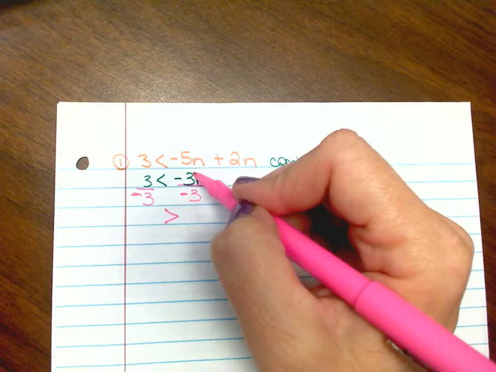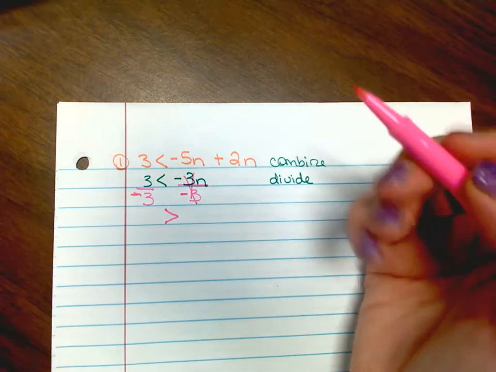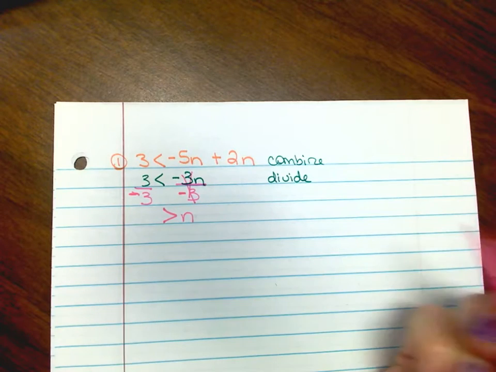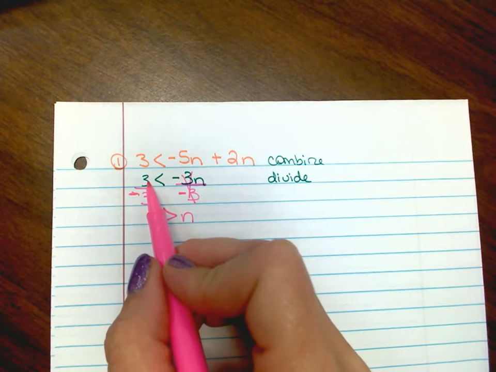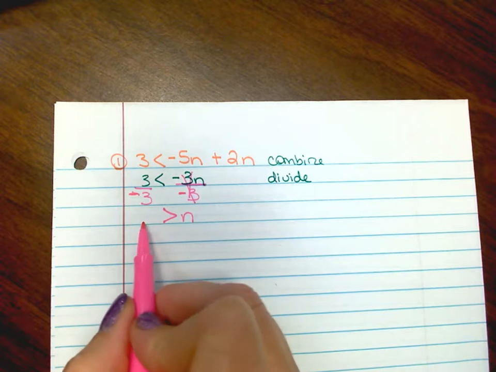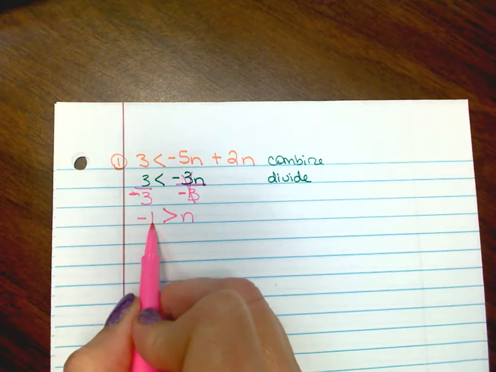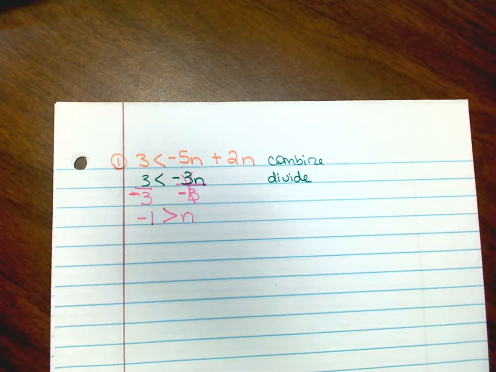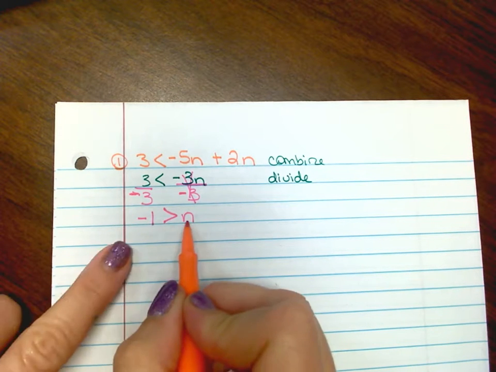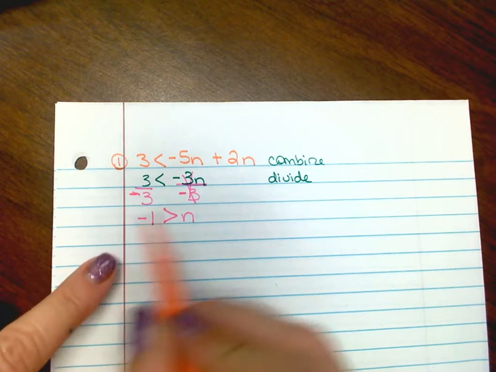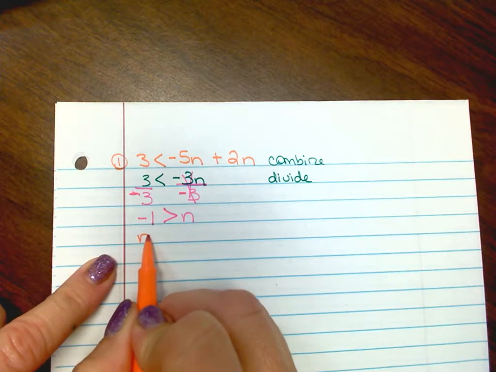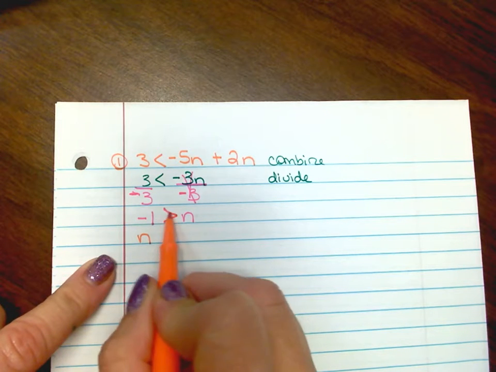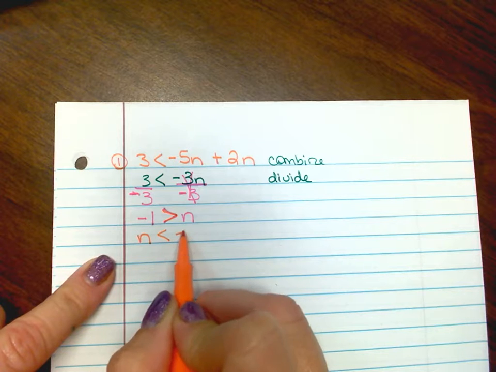Negative 3 over negative 3 canceled out, which is what I wanted because I wanted n by itself. 3 divided by a negative 3 is going to be a negative 1. And we want the variable to be on the left-hand side, so I have to flip everything. So n is less than negative 1.